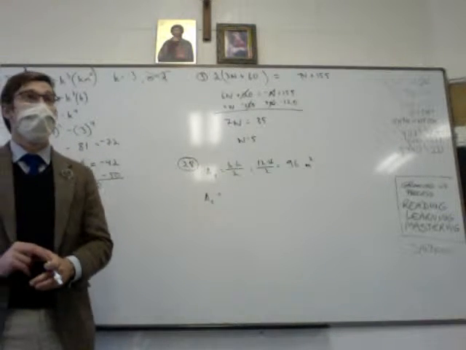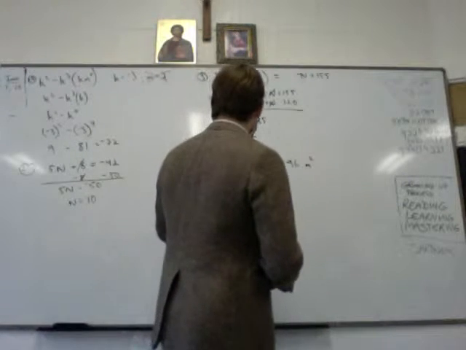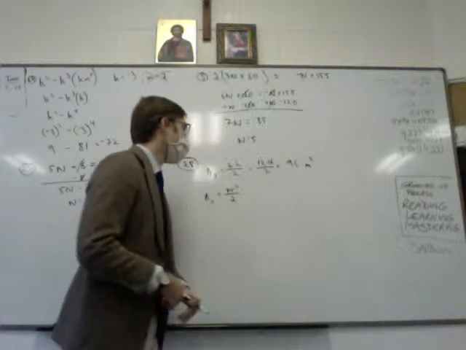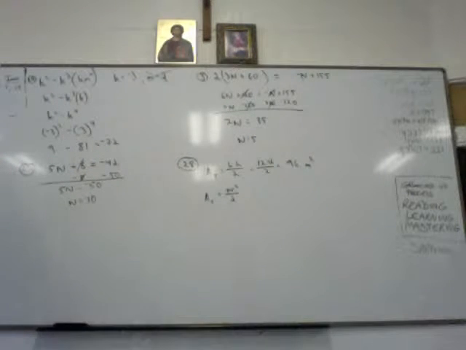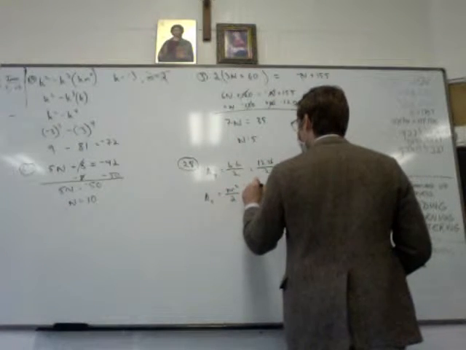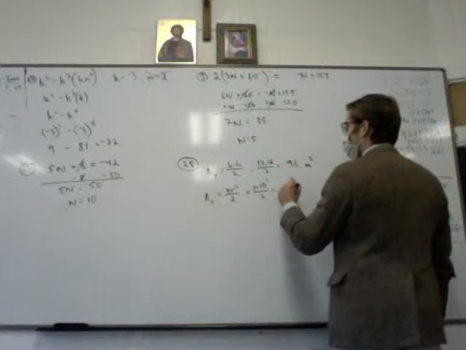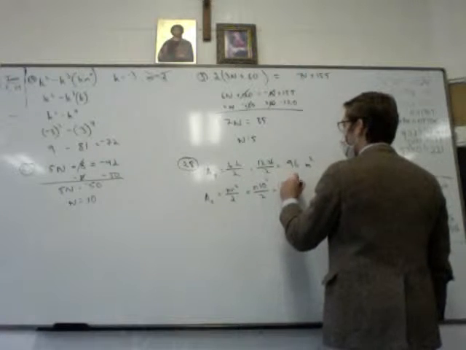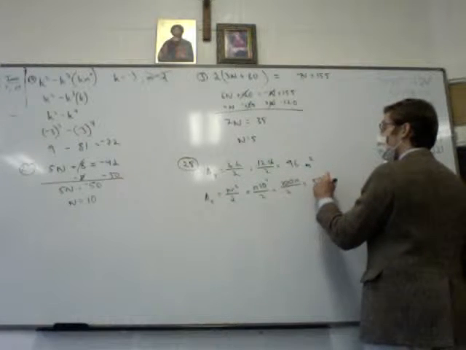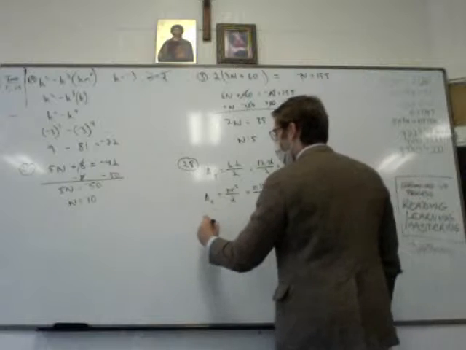Pi r squared. Well, that's the area of a circle, so how do we find the area of half a circle? Yeah, pi r squared divided by 2. What's the radius of the circle? 10, so it's pi times 10 squared divided by 2. What's 10 squared? 100. So 100 pi divided by 2 is what? 50 pi square meters. Yep. So what's the area of the whole thing?